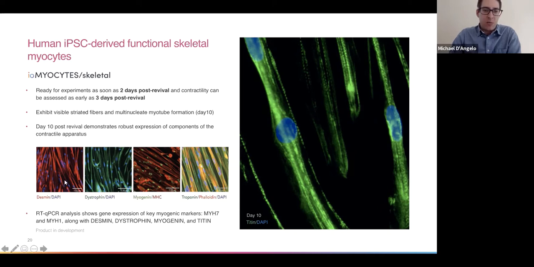And what you can see here is immunofluorescence staining, demonstrating robust expression of components of the contractile apparatus, including desmin, dystrophin, troponin, and titin. And also we validated by qPCR the expression of key markers, including various myosin heavy chain isoforms, as well as the transcription factor myogenin.